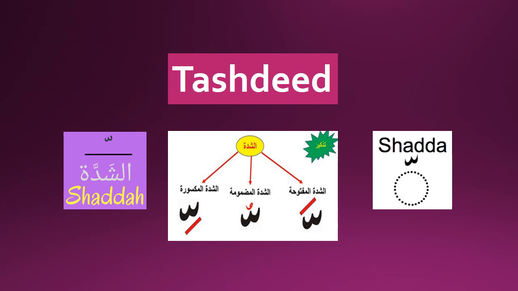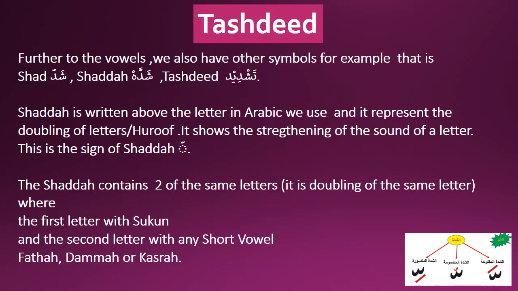Tashdeed. Further to the vowels, we also have other symbols. For example, shadda, tashdeed. Shadda is written above the letter in Arabic. We use it and it represents the doubling of a letter or huruf. It shows the strengthening of the sound of a letter. This is the sign of shadda.